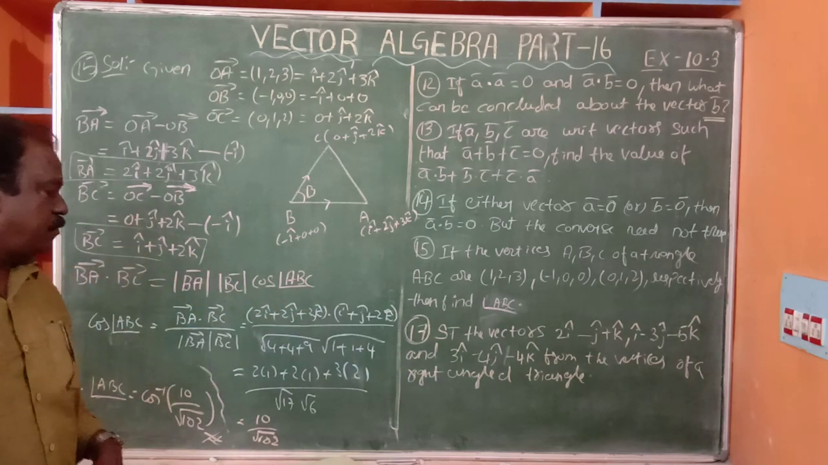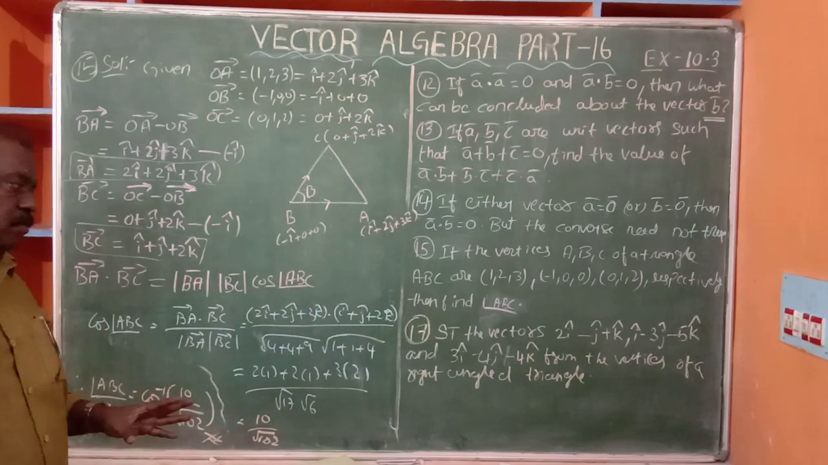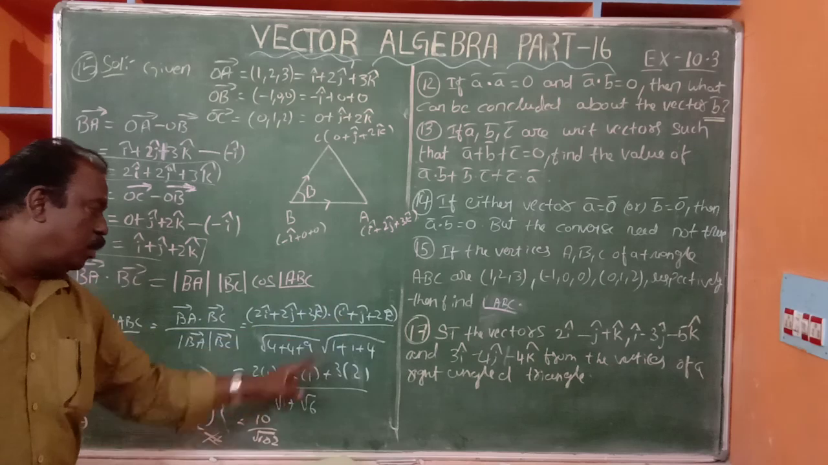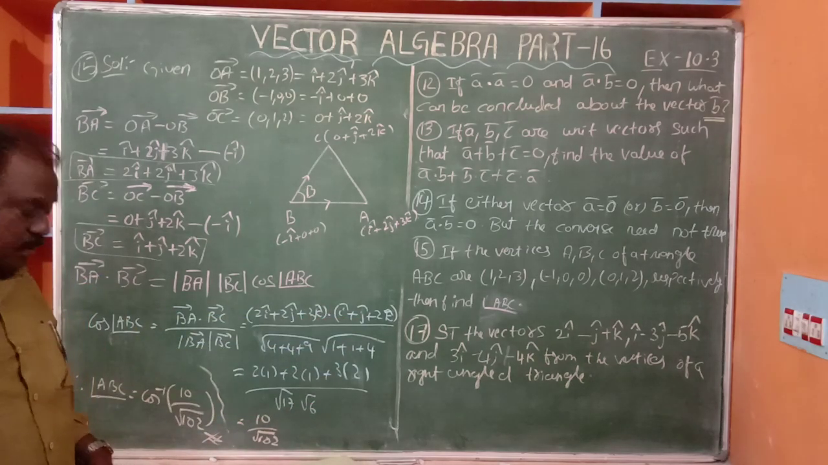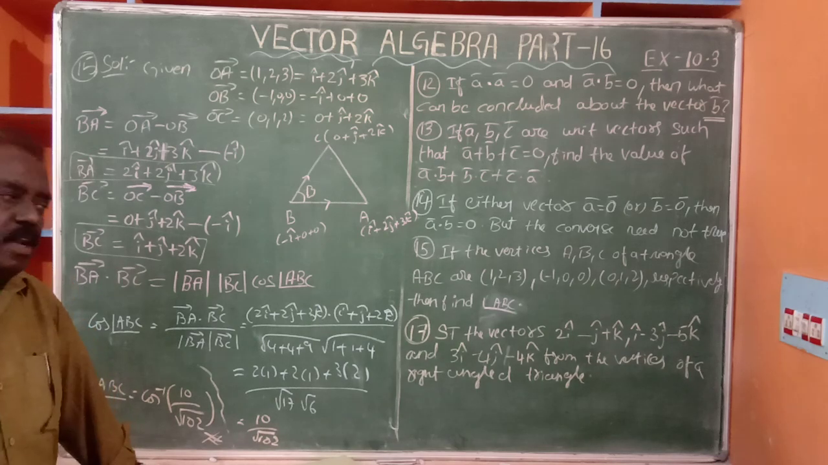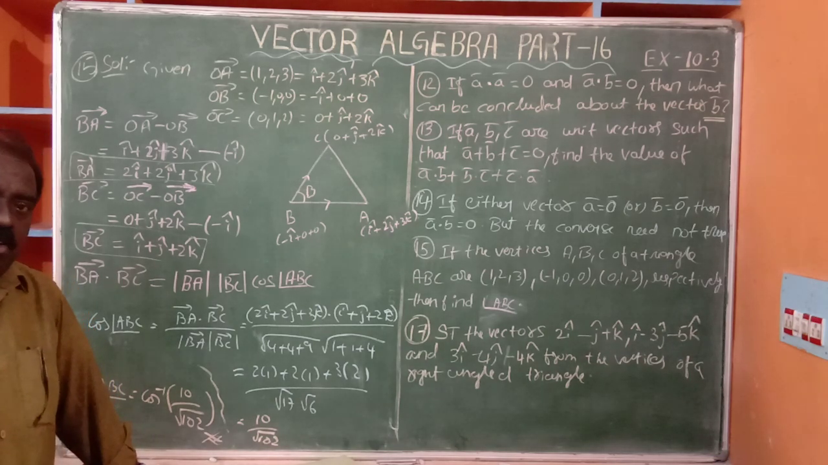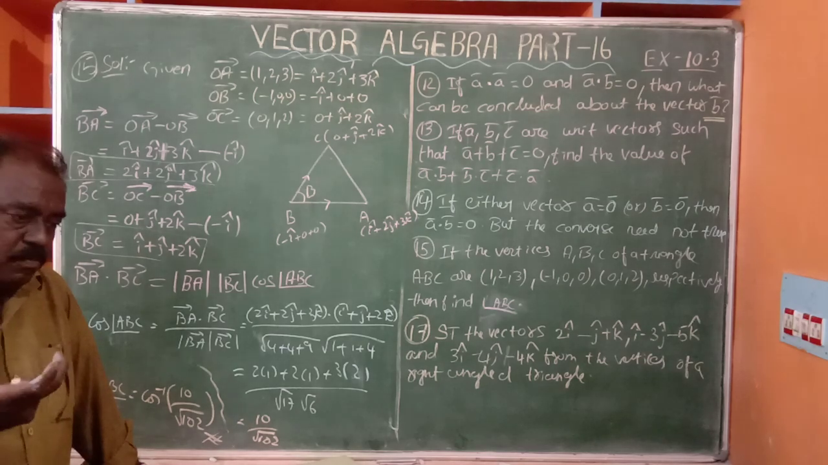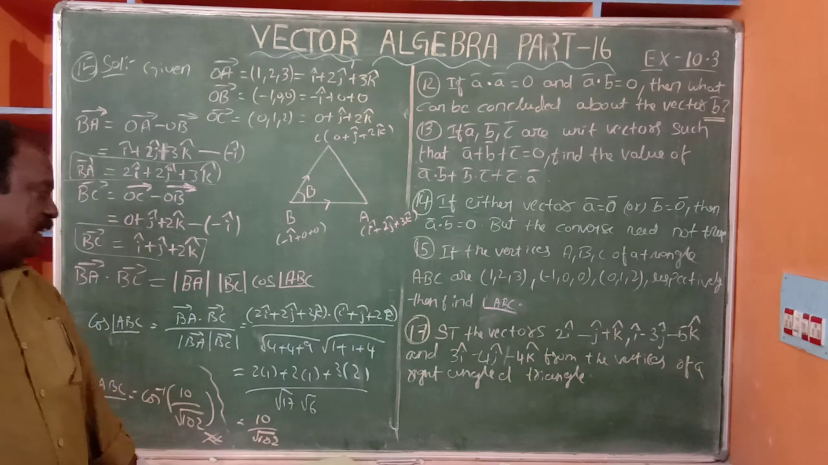Now BA dot BC: I dot I, J dot J, K dot K. That is 2 into 1, plus 2 into 1, plus 3 into 2. That is L1 L2 plus M1 M2 plus N1 N2, or otherwise A1 A2 plus B1 B2 plus C1 C2. The vectors A bar and B bar are given in terms of components, then the dot product is defined like that.